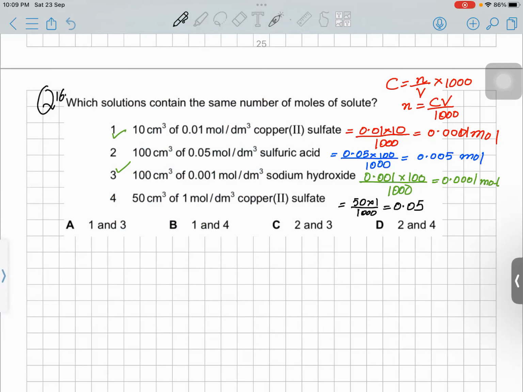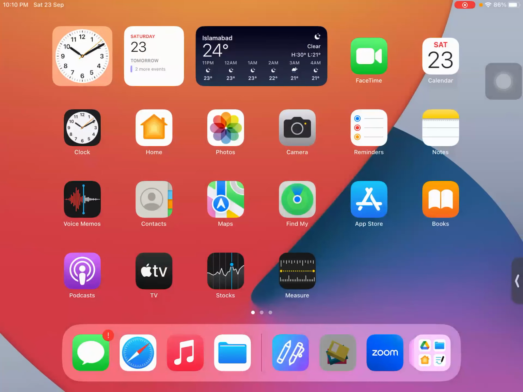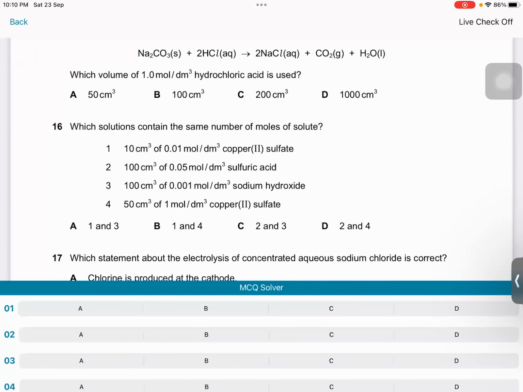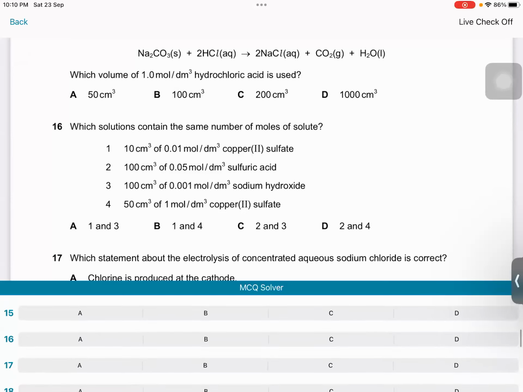So 1 and 3. Which answer is correct? Sir, A, 1 and 3. Question number 16, A. Yes, this is correct.